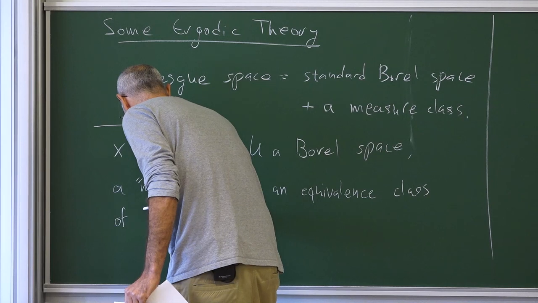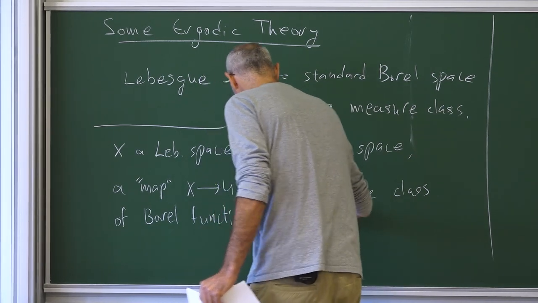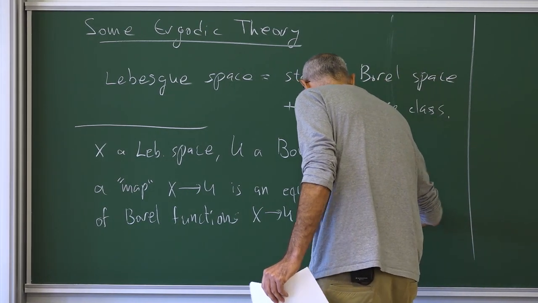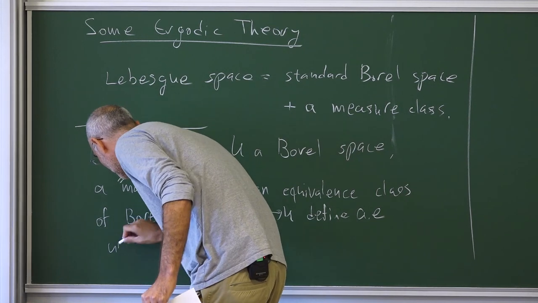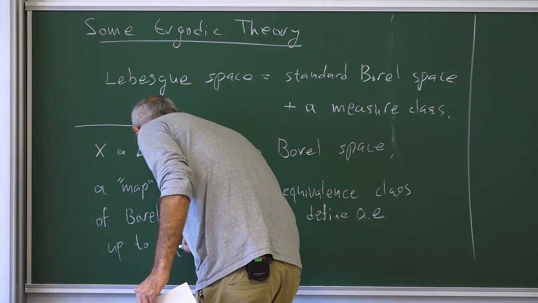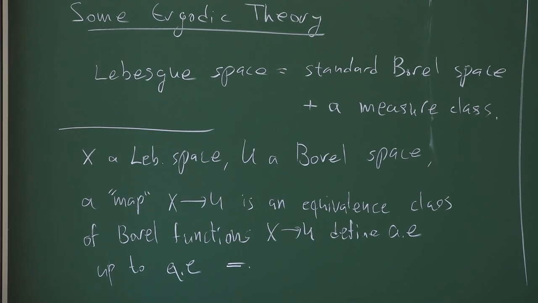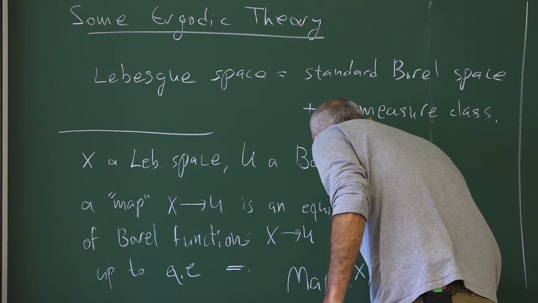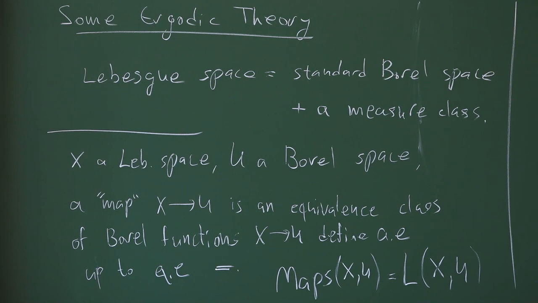of Borel functions from X to U, defined almost everywhere, and the equivalence is again up to almost everywhere equality. The space of all maps, I will denote either Maps(X,U) or sometimes L(X,U). Those notations are standard. So again, these are, as usual, spaces of equivalence classes.